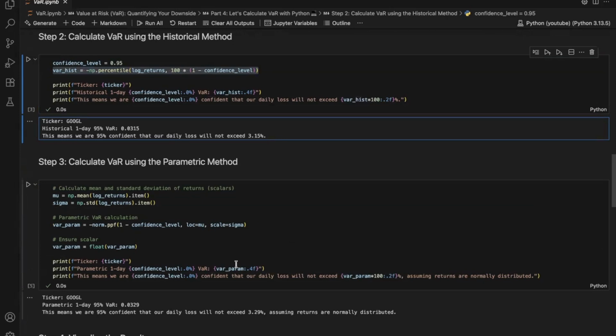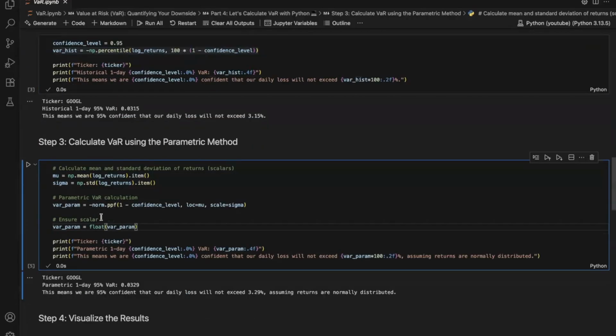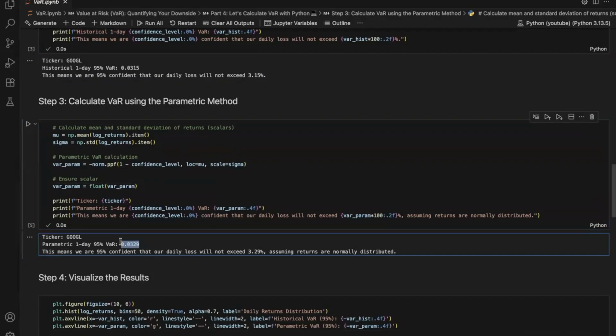Next, let's calculate VaR using the parametric method. This method assumes our returns follow a normal distribution. So we need to calculate the mean and standard deviation of our historical log returns. We store the mean in mu and standard deviation in sigma. Using these statistics, we calculate our VaR. So the parametric 1-day 95% VaR is 0.0329. This means we are 95% confident that a daily loss will not exceed 3.29%, assuming returns are normally distributed.